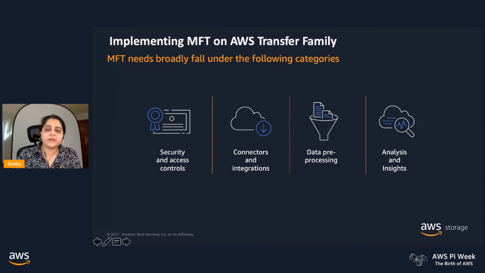The third one is data pre-processing. So before that data that arrives from your business partners makes its way into your data lake, you want to pre-process it, which means maybe scan it for malware, filter out any unwanted information, or decrypt the data because it comes in encrypted. So there's that pre-processing and data preparation stage that you want to do. And most importantly, and finally, is analysis and insights, getting that data into your data lake and making it part of your AWS-based data analytics tools.